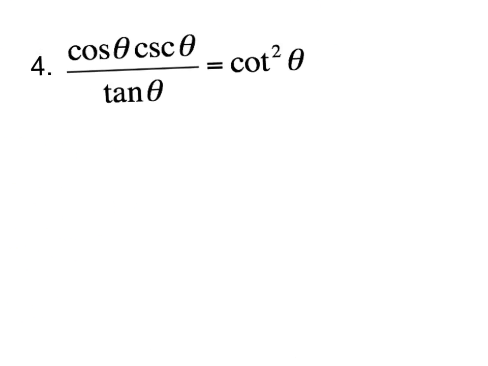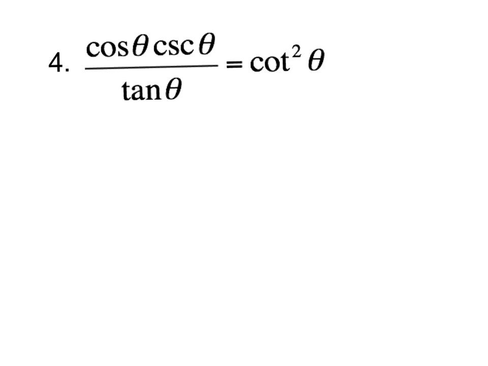Alright, last one. And then we have one other strategy to talk about real quick. Again, goal is to get everything in terms of sine and cosine. So cosine x is already in terms of sine and cosine, so I don't need to do anything to that. That just says cosine theta. Cosecant x is going to have to change. Cosecant x is the reciprocal of sine, so that's going to change to 1 over sine theta.